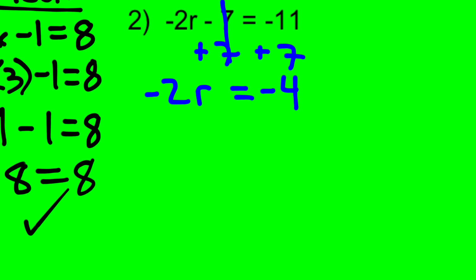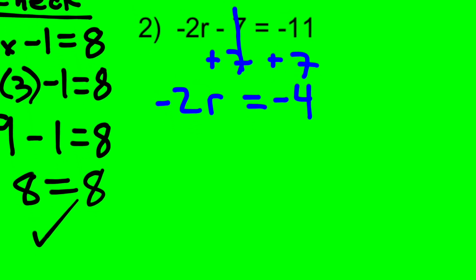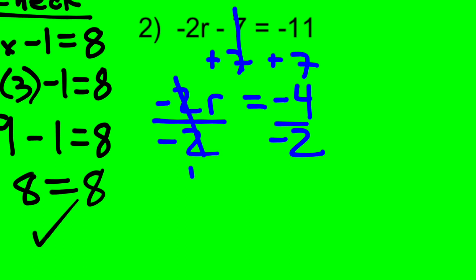Remember, we want to show the value of positive 1r, so to do that, we have a multiplication equation now. We're going to solve it by dividing both sides by negative 2. Negative 2 divided by negative 2 is positive 1r. Negative 4 divided by negative 2 is positive 2, or r equals 2.